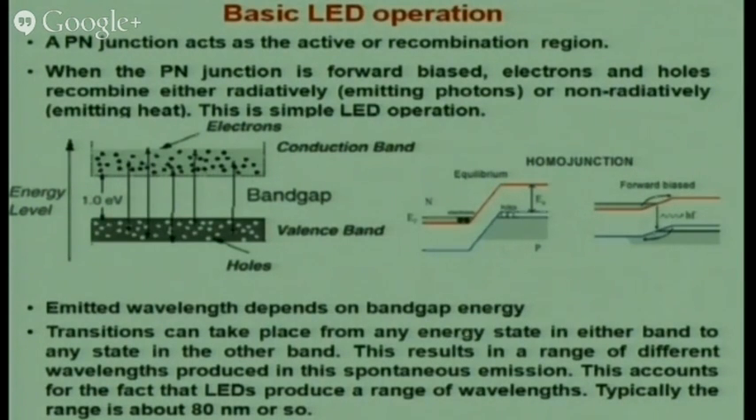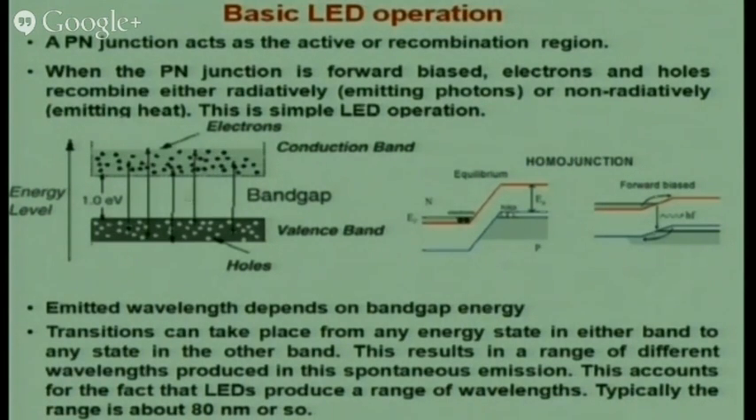The emitted wavelength depends on the band gap energy, and the transition takes place from energy states in either band, because when we say conduction band, it is not just one discrete level, it is a band. It carries different energy levels. In the same way, the valence band also carries different energy levels, and when an electron transits from one energy state to another, it emits a wavelength. This is because the band is not a single discrete level but a multiple of energy states.